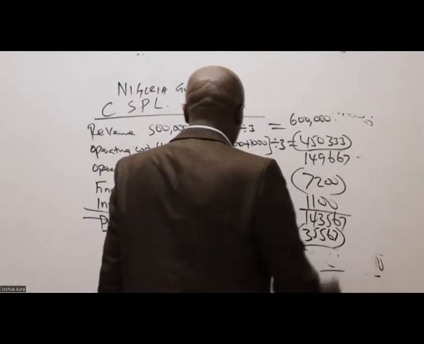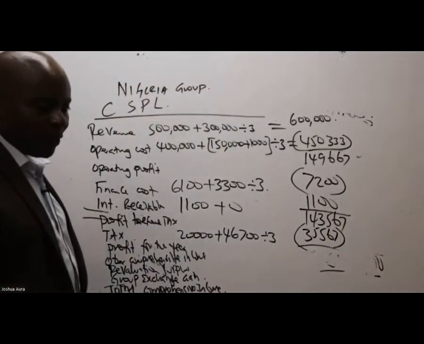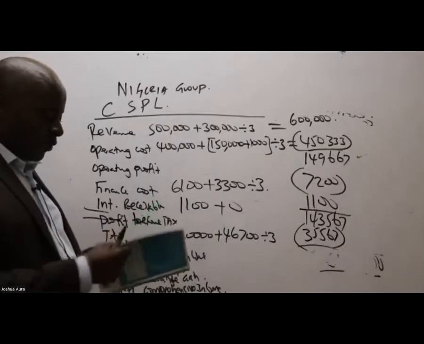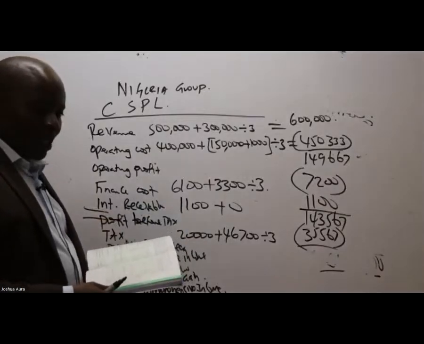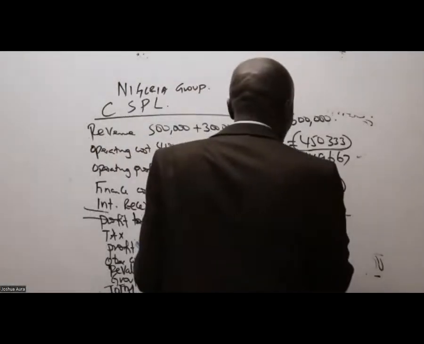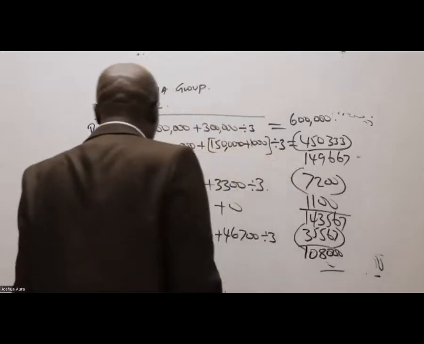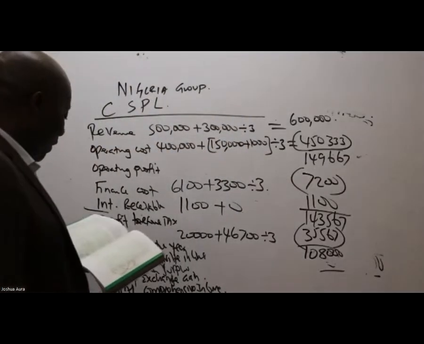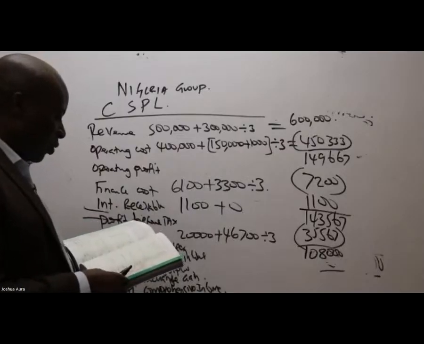So please go ahead and subtract this to give us the profit for the year. Profit for the year. What do we have there? Profit for the year, 108,000. From there, come and give us other comprehensive incomes.